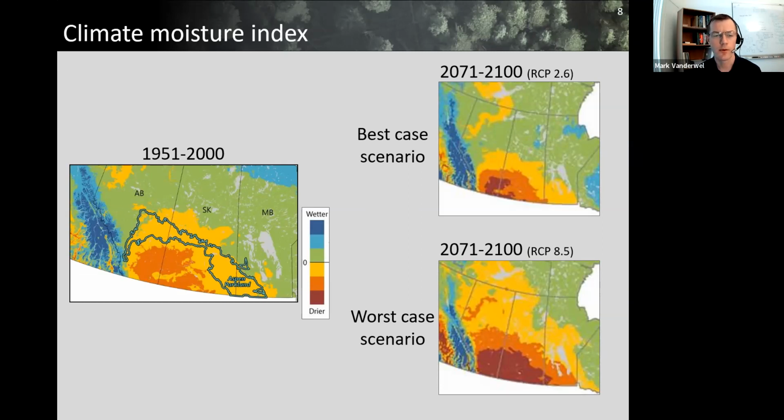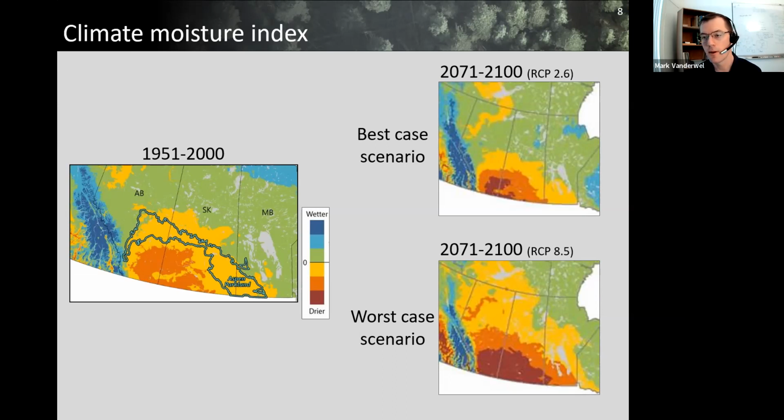Now, since the distribution of these different ecozones corresponds so closely to moisture availability, it's important to understand exactly what is going to happen with climate change in the future. And there's a range of scenarios that have been modeled. In the best case scenario, modeled by the IPCC, we might not expect to see too much of a change in the climate moisture index and the transition from prairie to forest biomes in Western Canada.